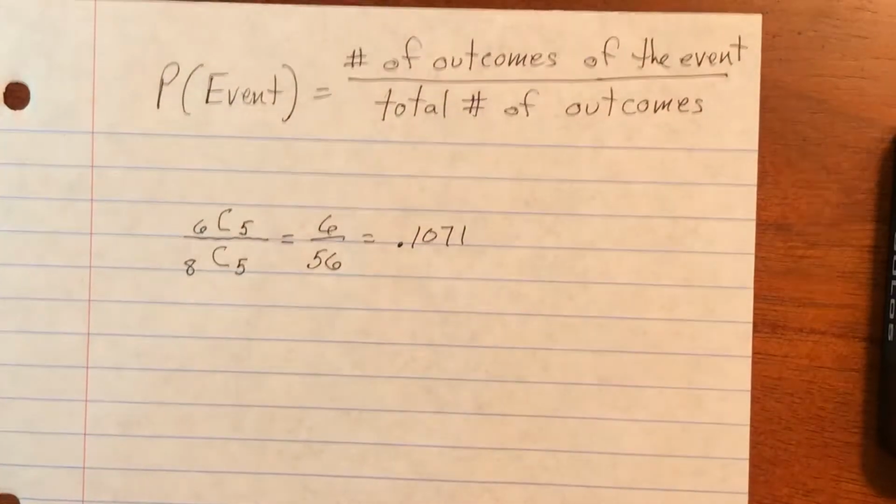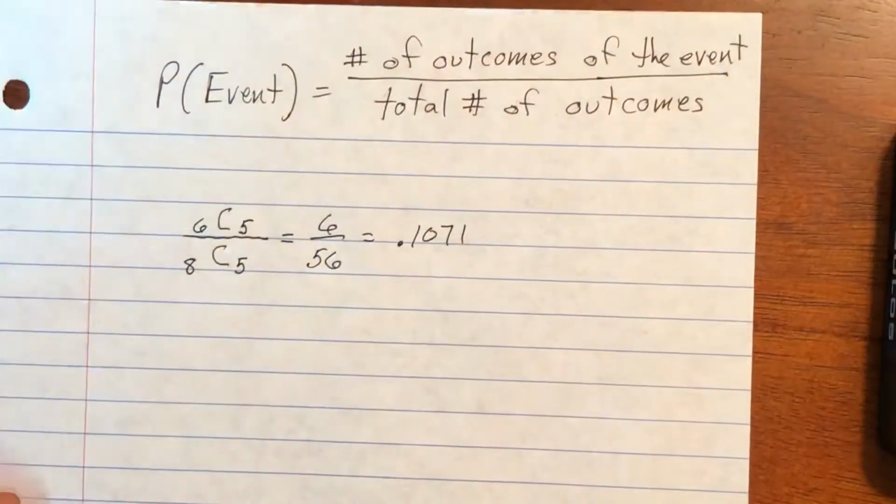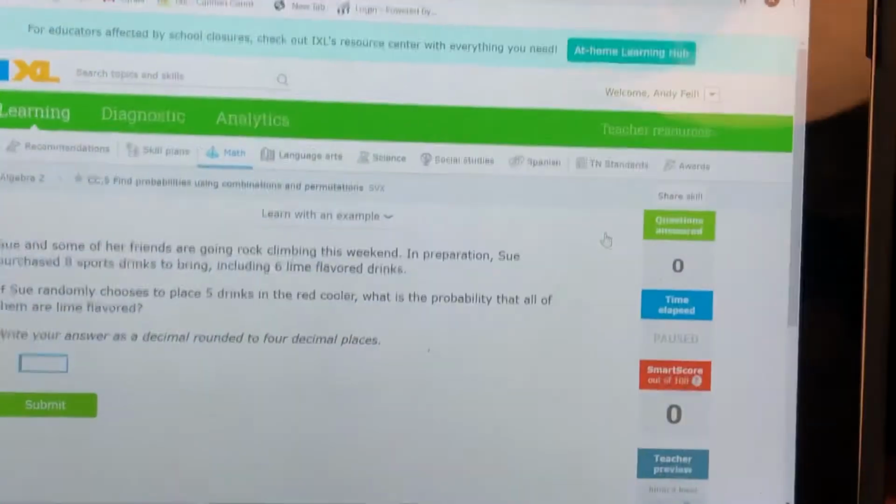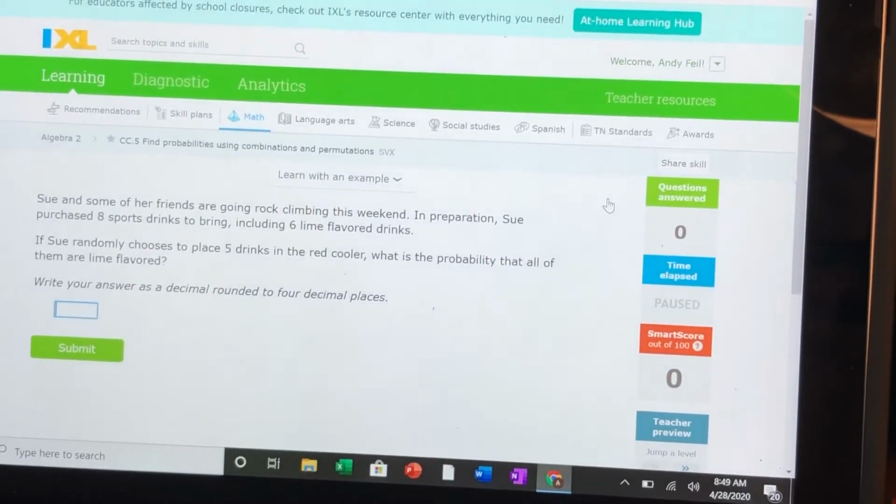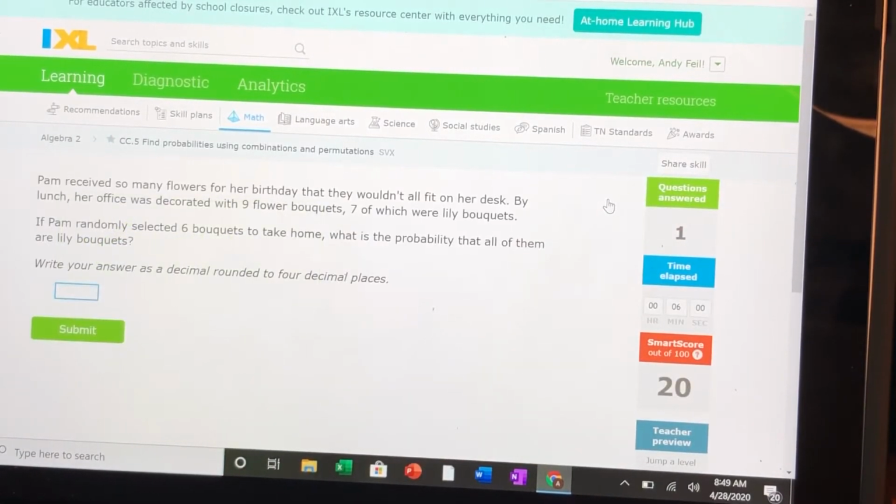0.1071. They want us to round off to 4 decimal places. So I'm going to go again back and forth here a little bit. 1071, and that's it. Okay? So you want to figure out the denominator, you want to figure out the numerator, divide them, round off to the nearest 4 decimal places.